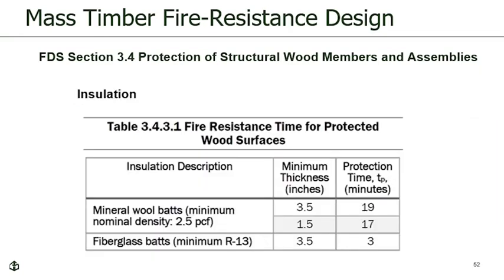And FDS Table 3.4.3.1 quantifies protection times provided by various types and thicknesses of insulation when used within the fire resistance rated assembly. As with other protection time provisions, these values are also empirically derived through standard fire resistance tests. As you can see, the times associated with mineral wool bats in this table are significantly higher than those associated with fiberglass bat insulation. And this is owing to the difference in melting points between mineral wool insulation versus fiberglass insulation. But again, these are empirically derived values from actual ASTM E119 tests.